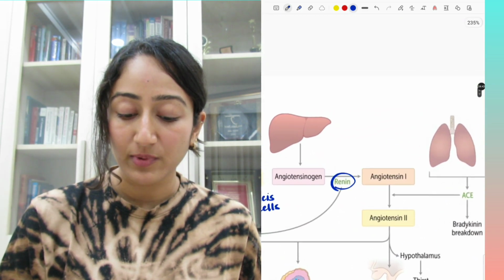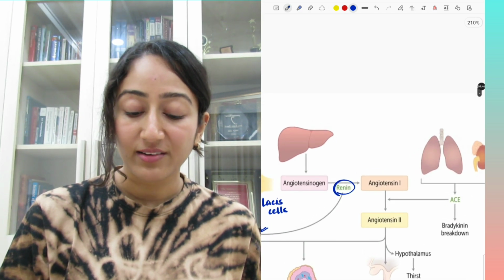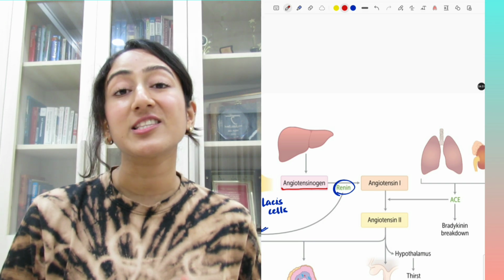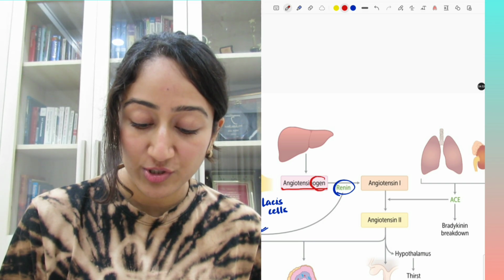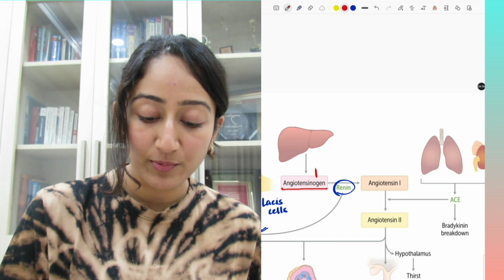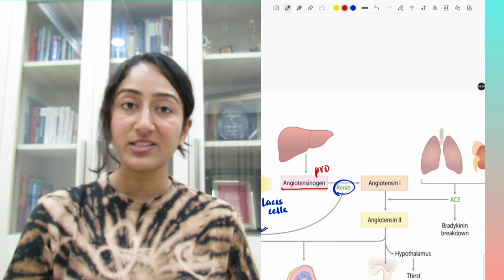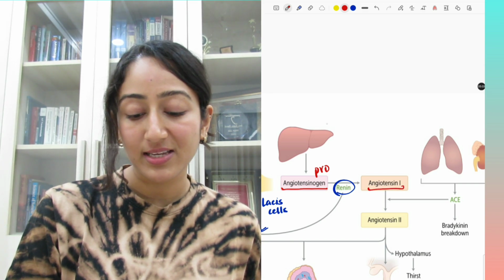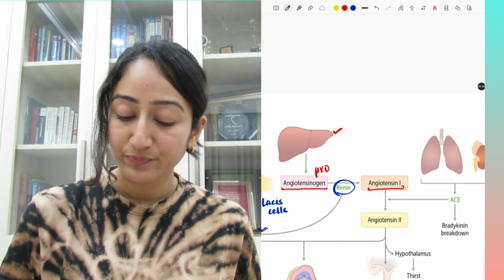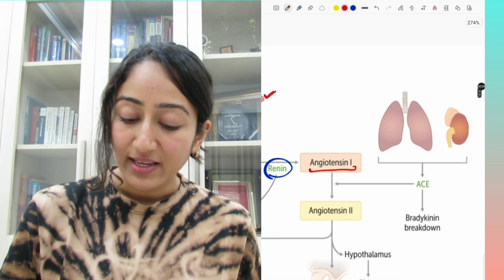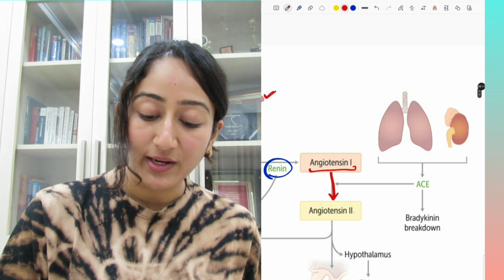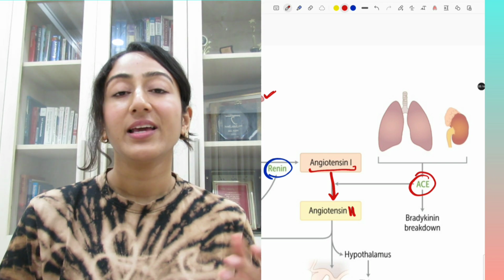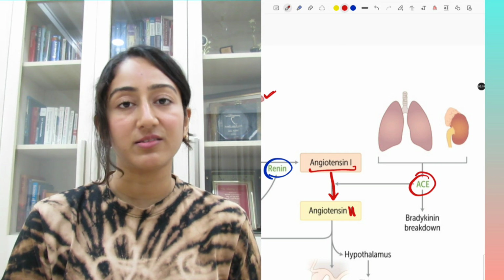Now let's move on to this part. What is the function of renin? Renin is responsible for converting angiotensinogen, which is a pro-hormone, into angiotensin 1. As you can see, angiotensinogen is produced by the liver. Now angiotensin 1 will have to get converted into angiotensin 2, and for this we have a hormone called ACE, which stands for angiotensin converting enzyme.